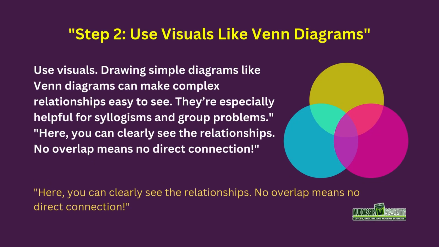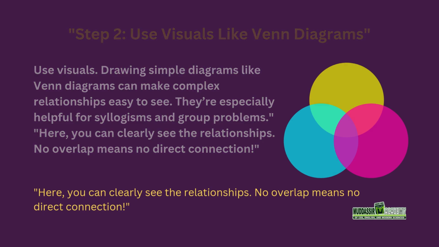Step 2. Use visuals like Venn diagrams. Drawing simple diagrams like Venn diagrams can make complex relationships easy to see. They're especially helpful for syllogisms and group problems. Here, you can clearly see the relationships. No overlap means no direct connection.